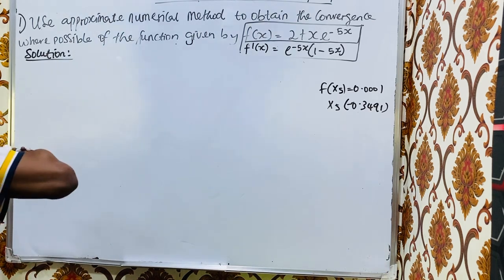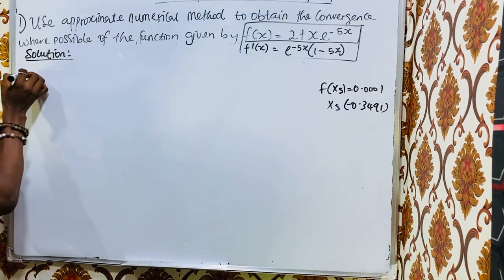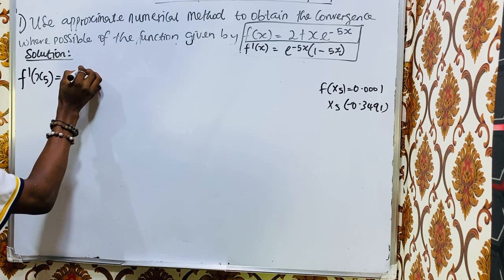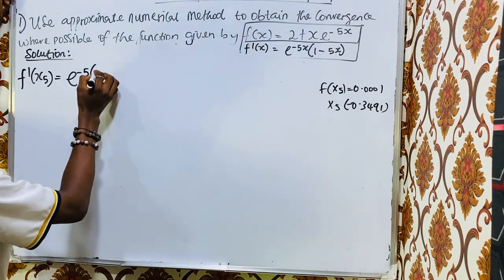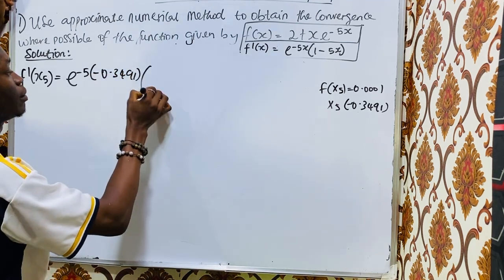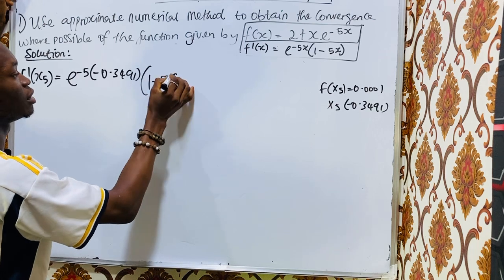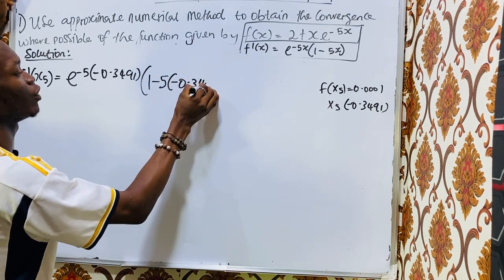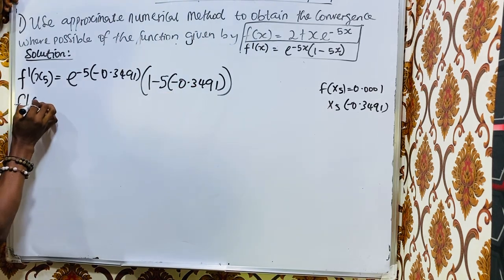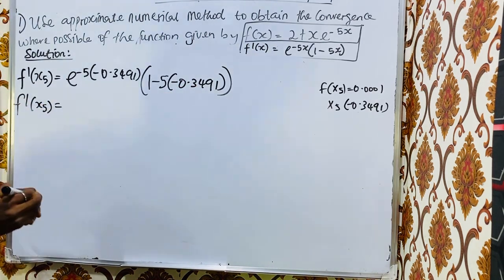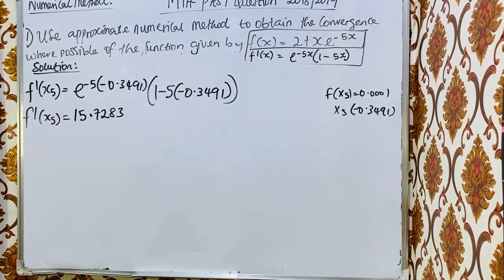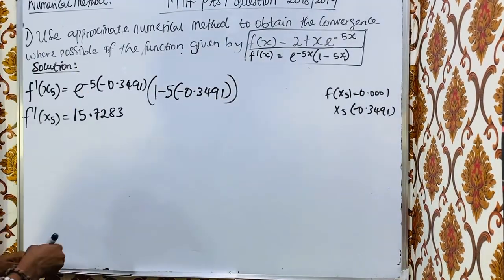So remember, we have found our f of x5. So we are now going to find f prime of x5 using exponential negative 5 times our x5, which is negative 0.3491, then parenthesis 1 minus 5 times negative 0.3491. So that's it here. So f prime of x5 will be, if you punch it in your calculator, this is the value you are going to get.